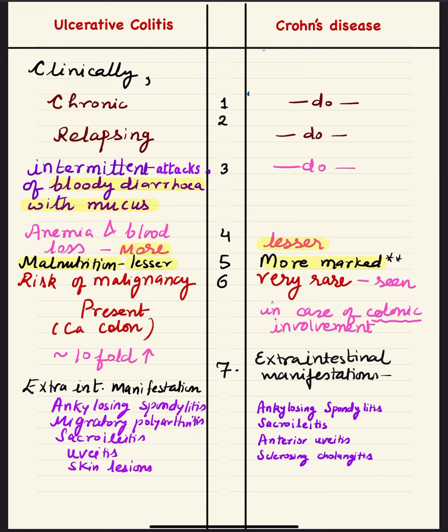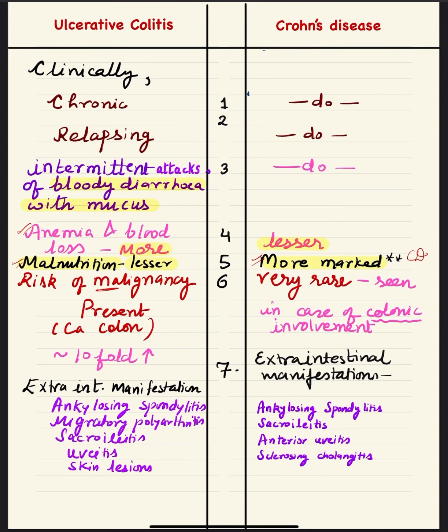Next, we come to the clinical features. First we covered the gross, then microscopy, now clinical. Clinically, ulcerative colitis and Crohn's disease have a similar presentation. They are chronic and relapsing diseases, with intermittent attacks of bloody diarrhea with mucus, seen in both conditions. Anemia and blood loss are more in ulcerative colitis than in Crohn's disease, while malnutrition is more marked in Crohn's disease because the small intestine is more involved, so there is defective absorption of vitamins and nutrients, which leads to malnutrition.